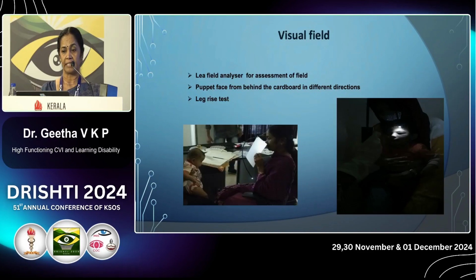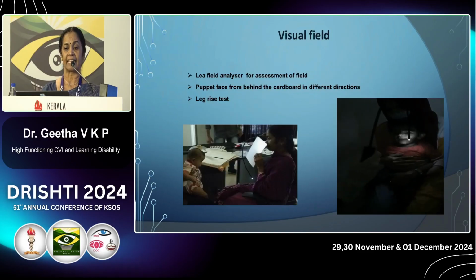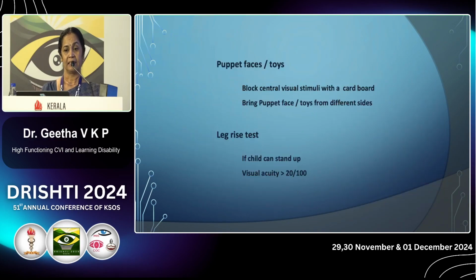Then visual field. See, this is the field analyzer. The child will smile at this light. And otherwise, in an older child, we can use the Lea leg rise test also. If the child can stand up and visual acuity is more than 20/100, we ask the child to stand up and see whether he can appreciate the shoe.